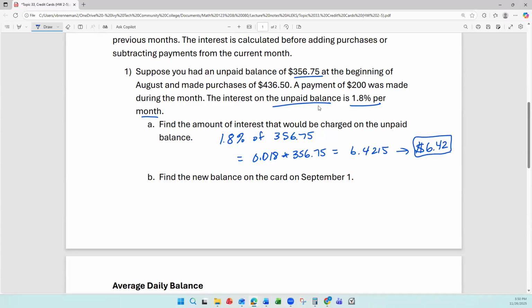Then to find the new balance, we have the original unpaid balance, sometimes called a carryover balance, that carries over from one month to the next. We add to that the interest. We add to that the purchases. And subtract from that the payment.